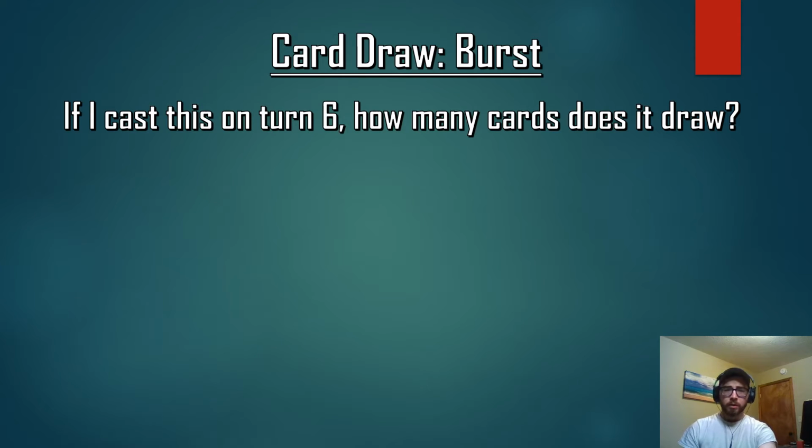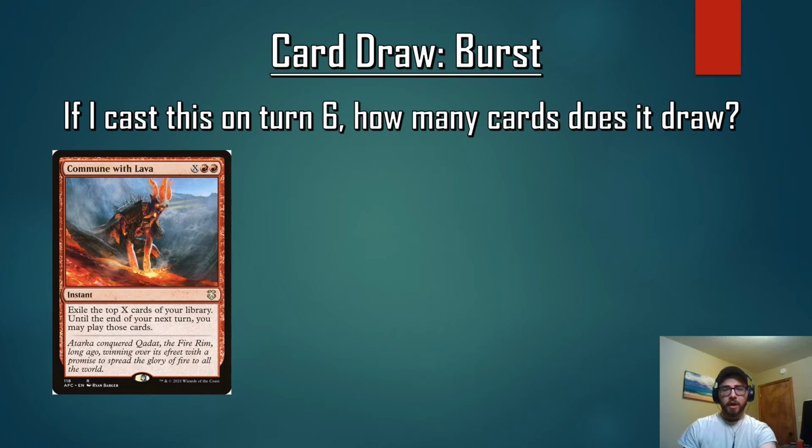So, how many cards does it draw on turn 6? We've got Commune with Lava over here. It's X red red, an instant. Exile the top X cards of your library. Until the end of your next turn, you may play those cards. So there are some pretty important words on there. We were talking about play. Play is important rather than cast because you can get lands off of that.